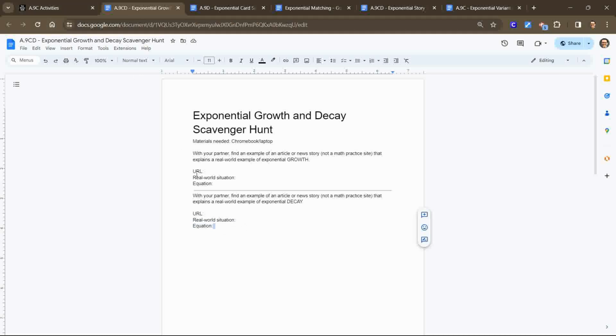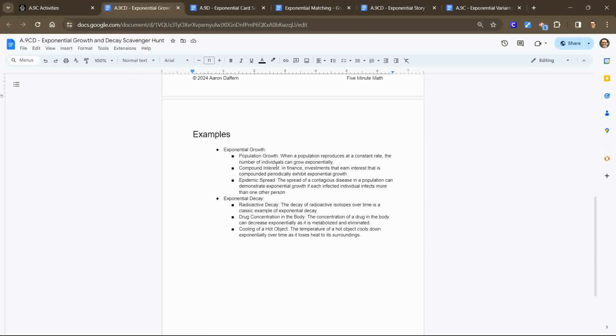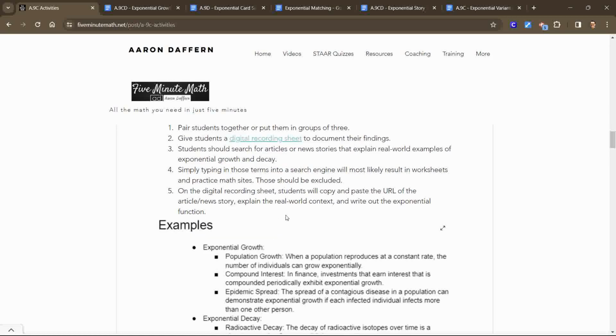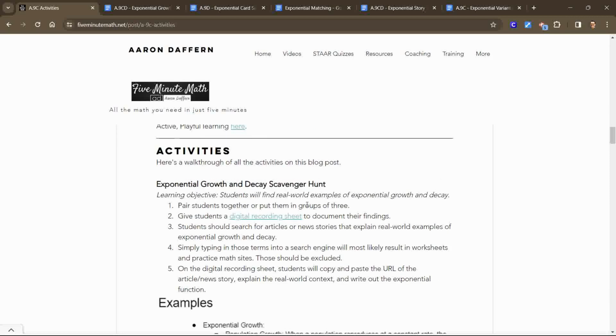And then if students struggle, right down here, we've got some examples that they can search for. These could be search terms, right? Population growth, compound interest, epidemic spread, radioactive decay, drug concentration in the body, cooling of a hot object. Those all use exponential growth or decay. So it's pretty simple. You want them to use the digital recording sheet, search for a news article or news story, and then copy the URL, type the example, explain the real world context, and then write out the exponential function. And that's it, because we want them to see how exponential functions apply in the real world.